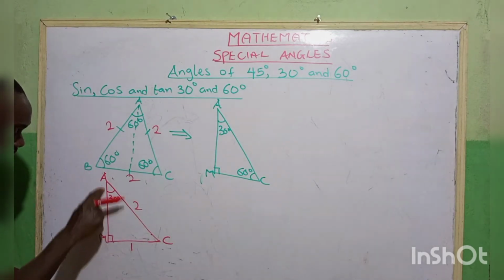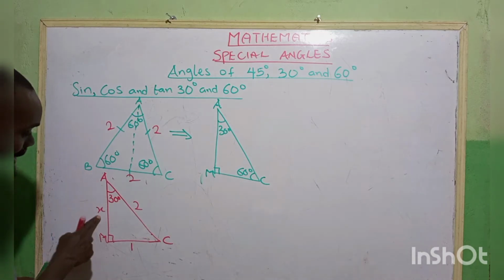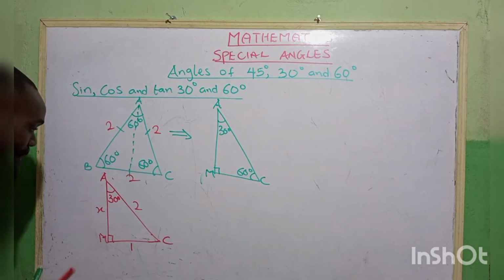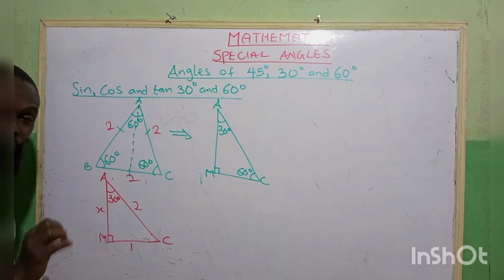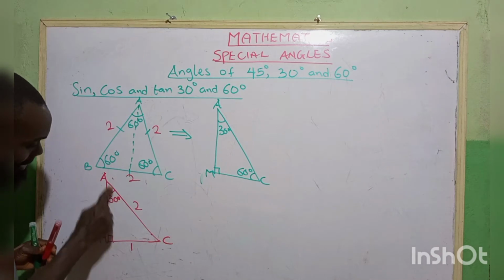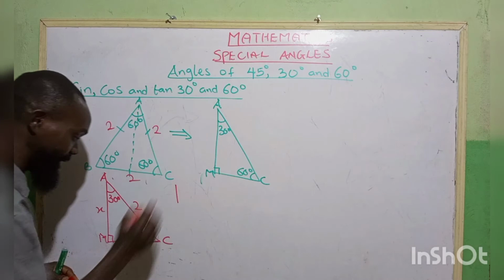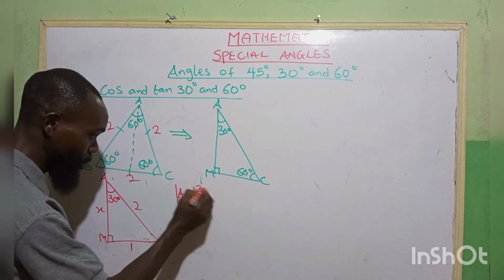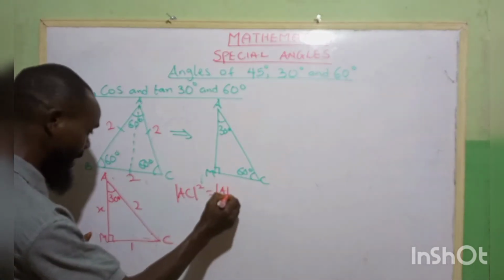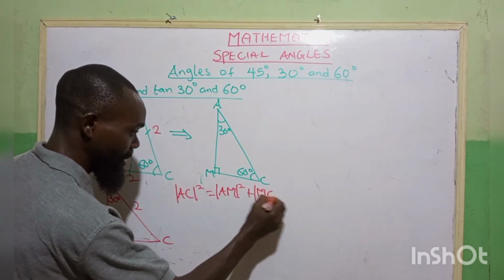So I want to calculate this side. Let me call it x. To get this particular side, according to Pythagoras theorem, the square of the hypotenuse equals the sum of the squares of the two other sides. The hypotenuse is this line AC, that's the side facing the right angle. So the square of line AC is equal to the sum of the squares of the two sides, line AM squared plus line MC squared.